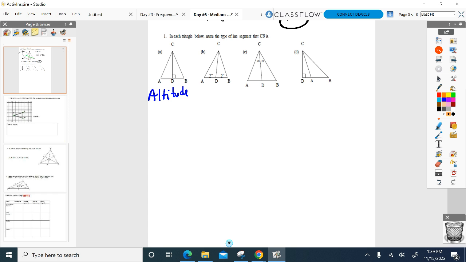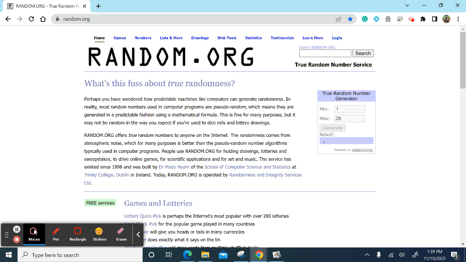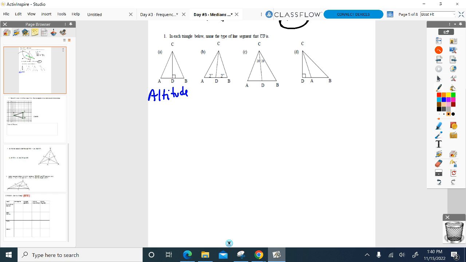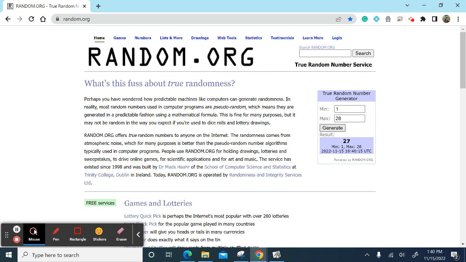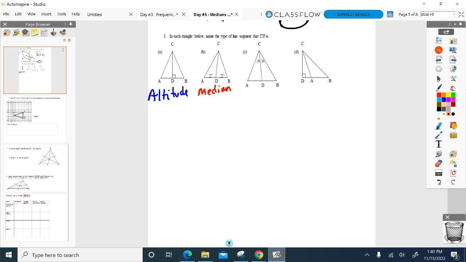Altitude. All right, how about diagram B? Best name for CD here. It's a median, because AD and DB are equal, meaning D is the midpoint. All right, we're moving right along. How about diagram C? CD, best name for that one? Angle bisector. Because both of these angles are equal.